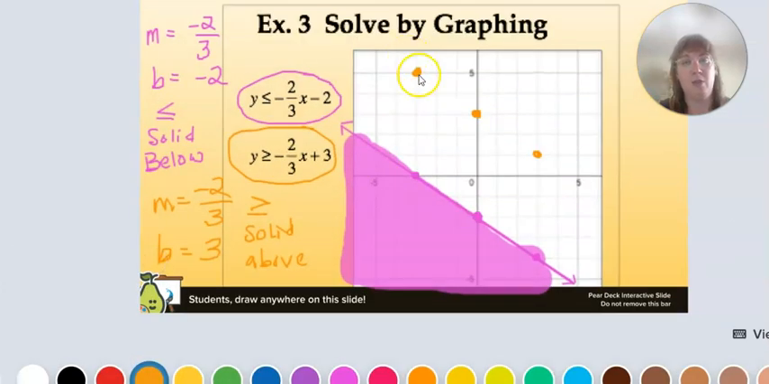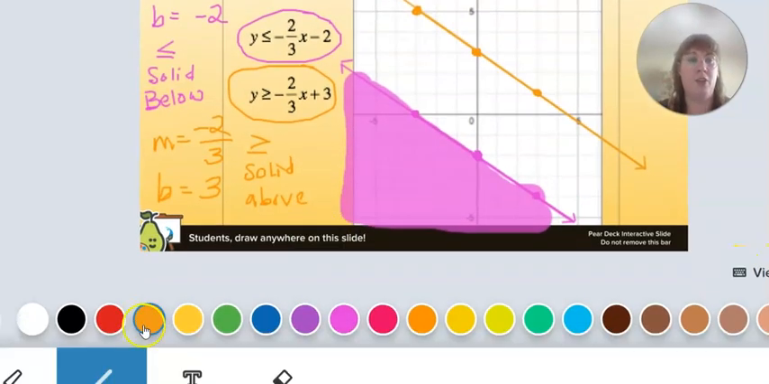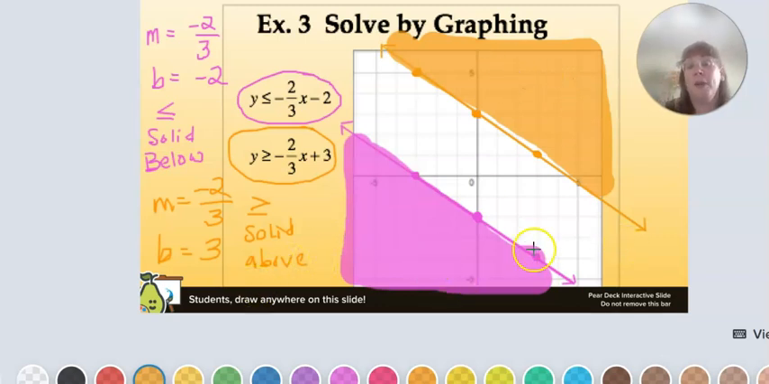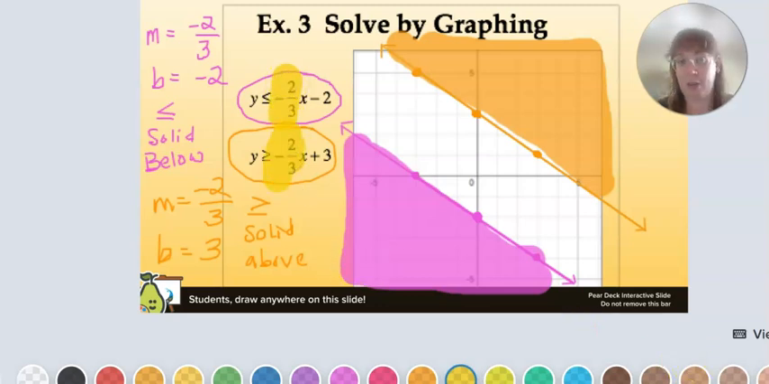So get my line tool. And there's that line, solid, and we're shading above. Like so. And the solution set is going to be where the orange and the pink overlap. Now what we notice is these two equations have the same slope. They both have a slope of -2/3. So they're parallel. So these two lines are never going to cross.